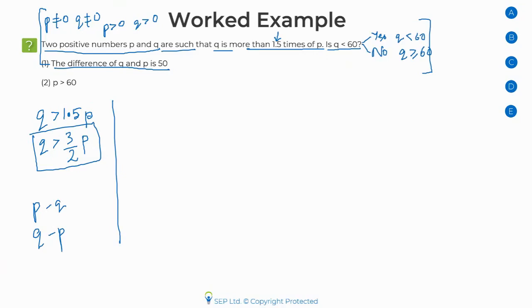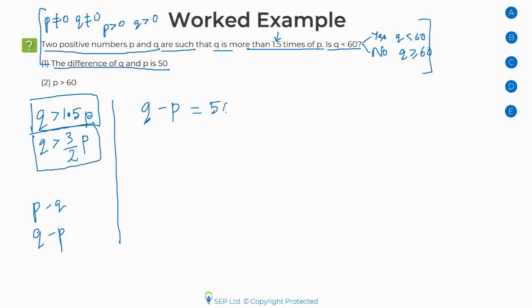So in this question, what is the meaning of difference of Q and P? Very good. It is Q minus P. Why? Because remember, the word difference always means the bigger value minus the smaller value. And because I know that Q is already more than 1.5 times of P, I know that Q is definitely the bigger value. So therefore, this is where your inference is being tested. Can you infer that the difference of Q and P is Q minus P?